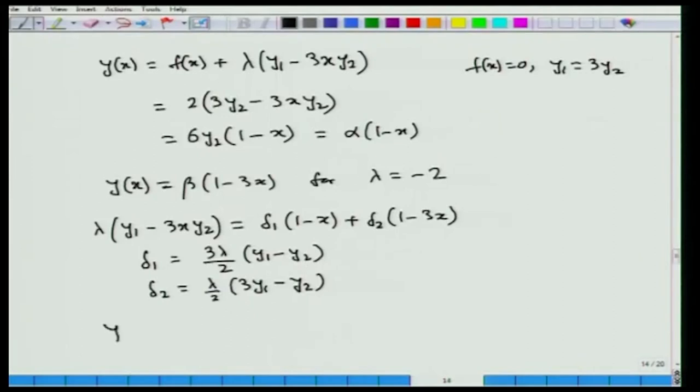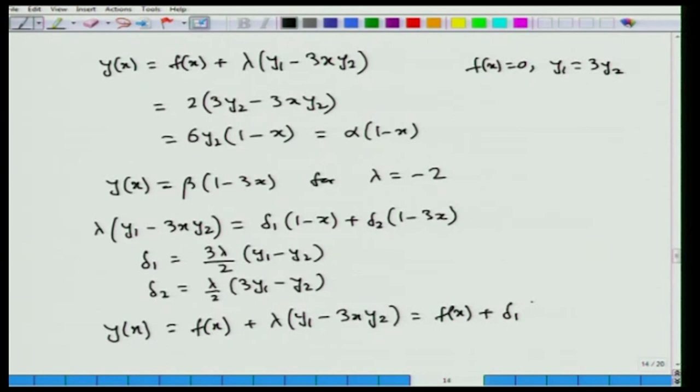And therefore, the solution y(x) is equal to f(x) plus lambda times (y1 minus 3x y2), which is nothing but the sum of the given function f(x) and a linear combination of the eigenfunctions, that is delta1 times (1 minus x) plus delta2 times (1 minus 3x). So, that we have claimed during the theoretical discussion on this problem, that whenever lambda takes the value plus minus 2 and f(x) is non-zero, this solution can be written as the linear combination of the eigenfunctions summed with the given function f(x).